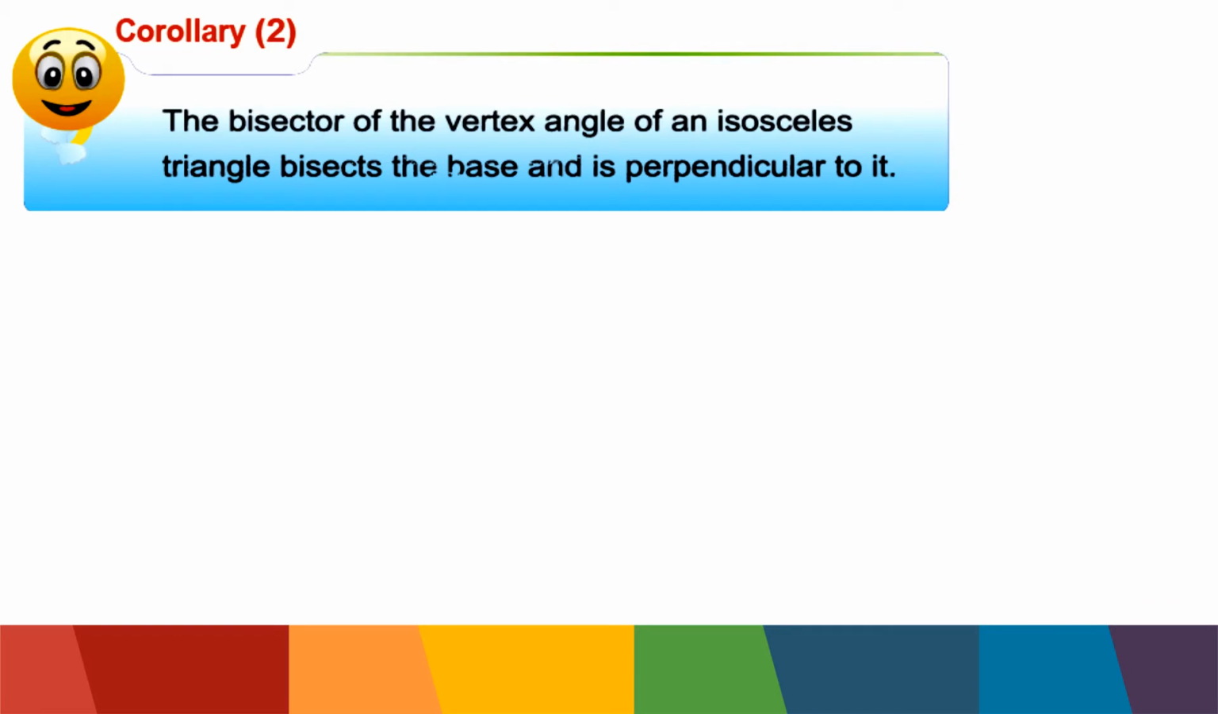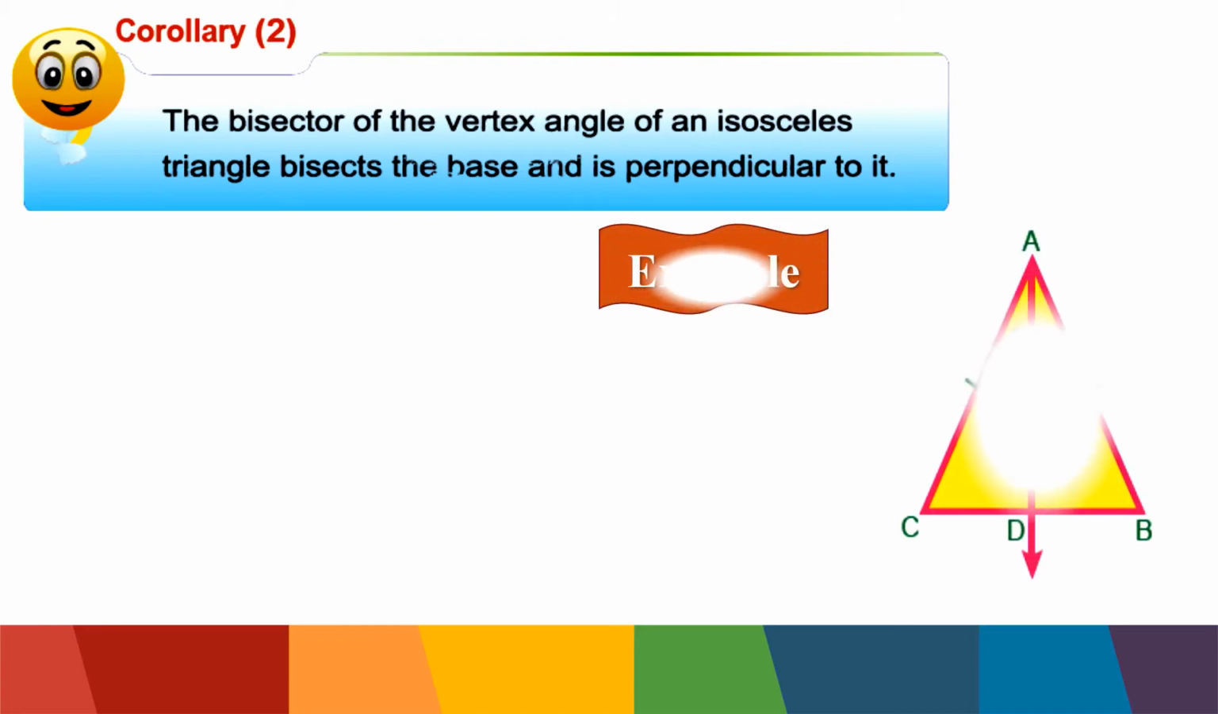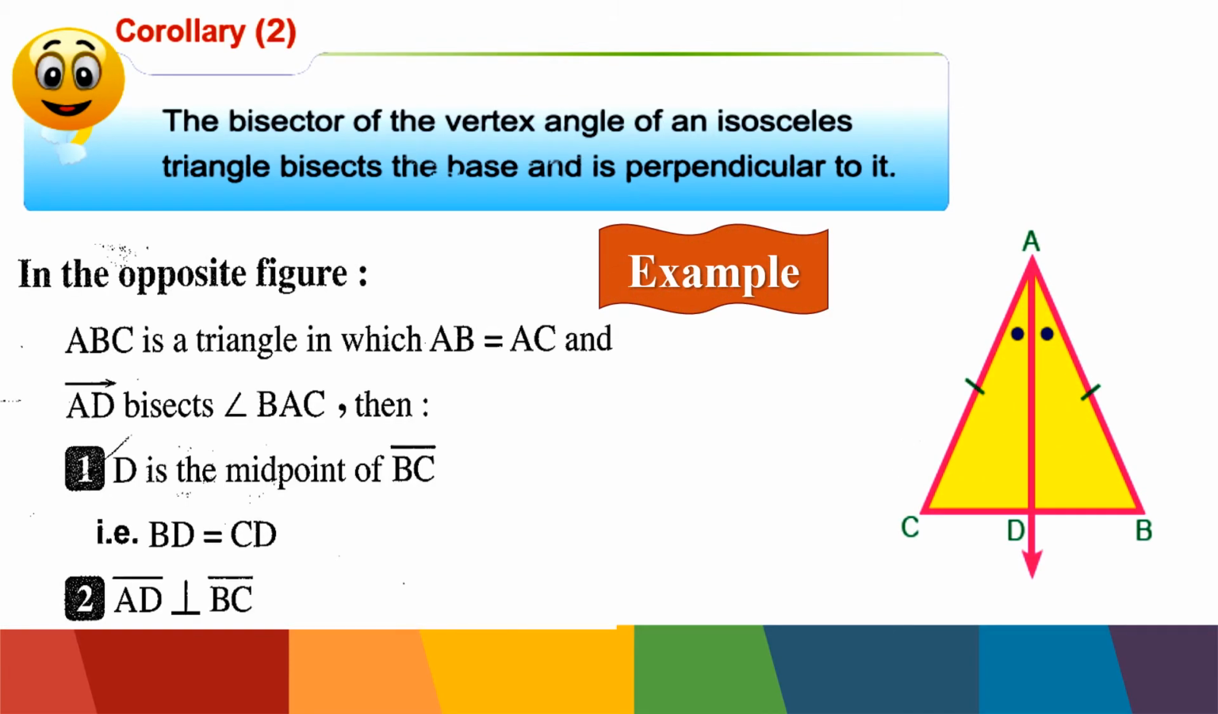Corollary number 2: the bisector of the vertex angle of an isosceles triangle bisects the base and is perpendicular to it. For example, in the opposite figure, ABC is a triangle in which AB equals AC and AD bisects the angle BAC. Then D is the midpoint of BC.